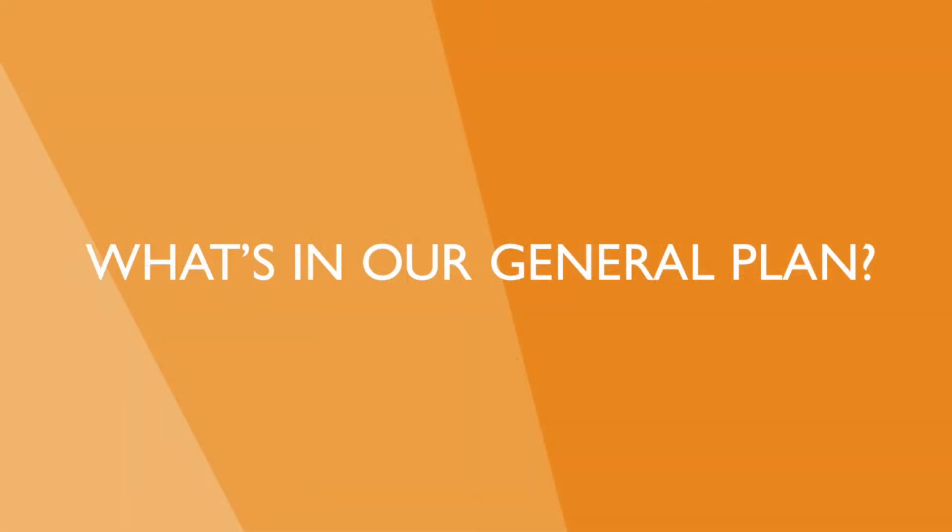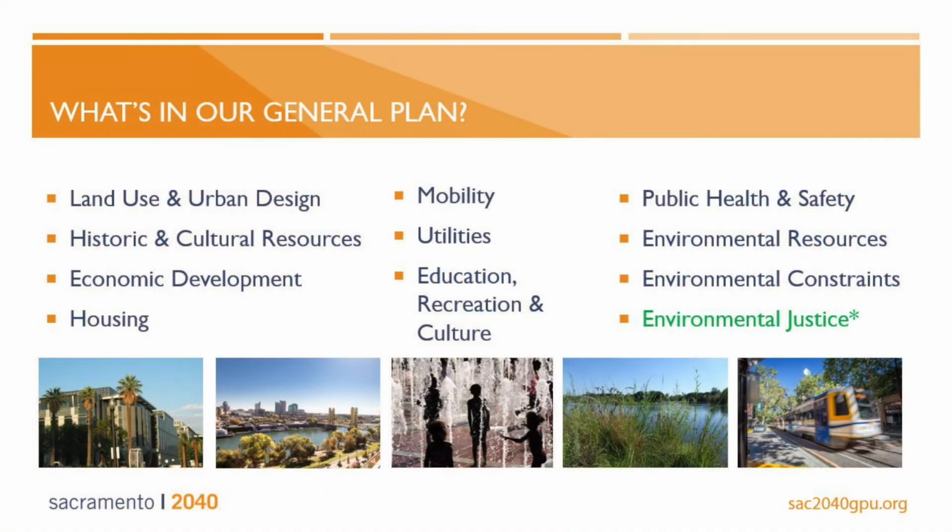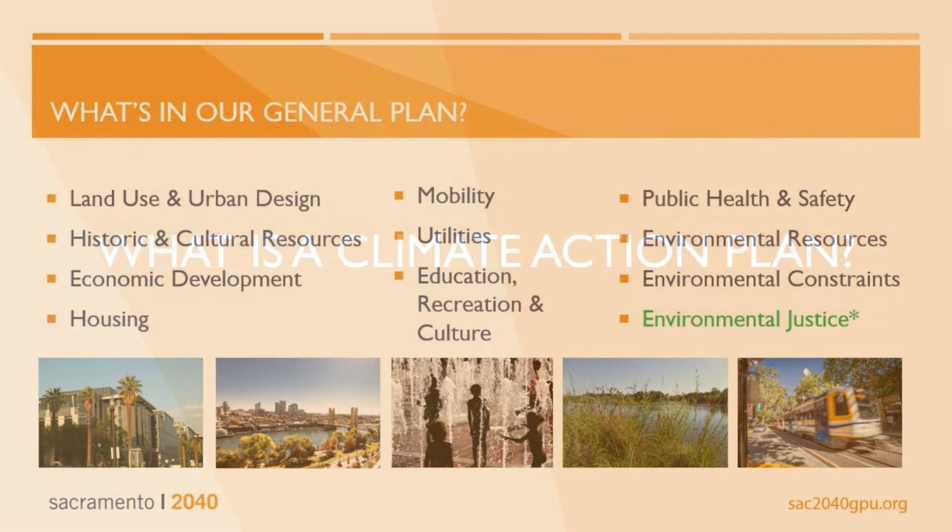What is in our general plan? The general plan includes policies related to land use, mobility, design, infrastructure, and the environment, just to name a few of the elements. It contains text, diagrams, and photographs that communicate the vision of the plan and how it will be implemented. As part of this process, we'll be developing a new environmental justice element.